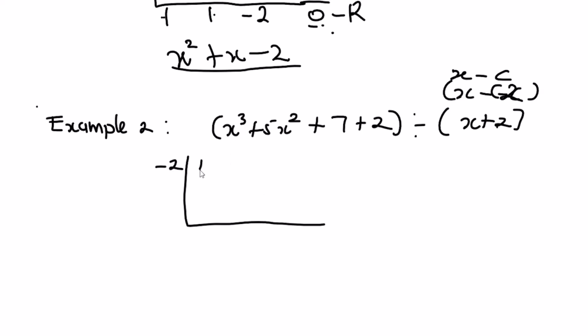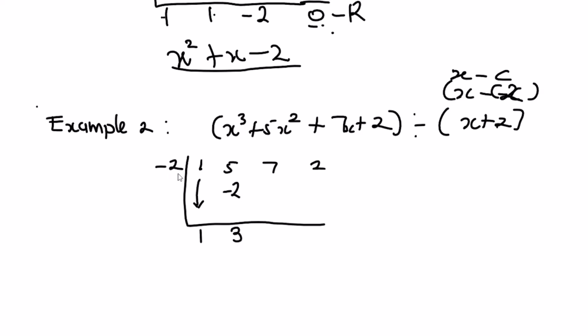Now let's write our coefficients from here. We have the first one being 1, the second one 5, then we have 7 as our next one, and the last one is 2. So we bring down the first coefficient and use it to multiply by c. So 1 times negative 2 will give you negative 2. Then you add: 5 plus negative 2, which is 5 minus 2, and you get 3.